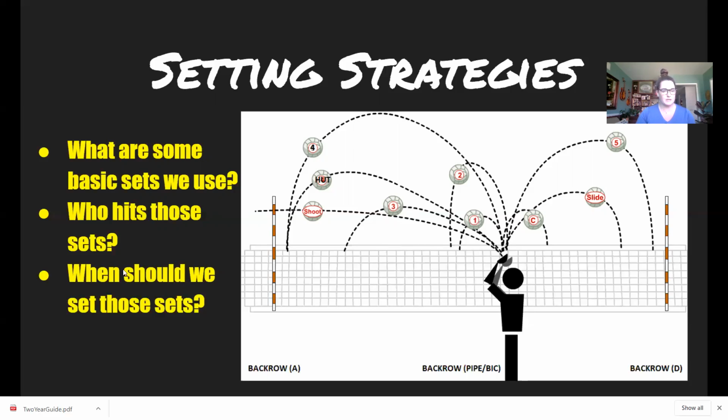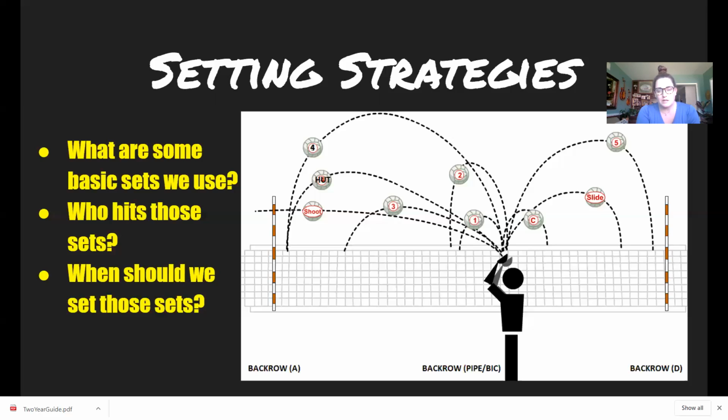All right, who hits those sets? We already talked about that. When should we set those sets? So this is a lot to unpack here. There's setting decisions that are occurring all the time, and they're occurring for a lot of different reasons.